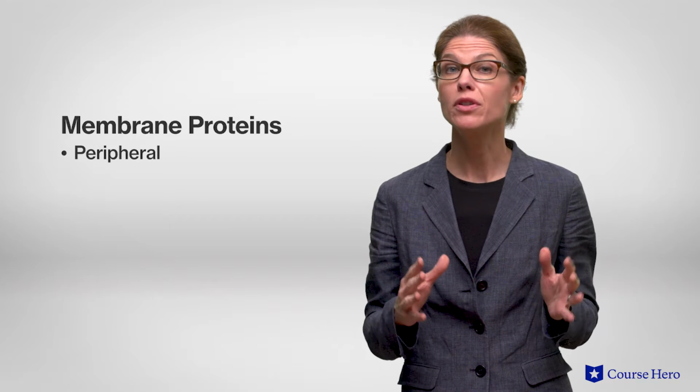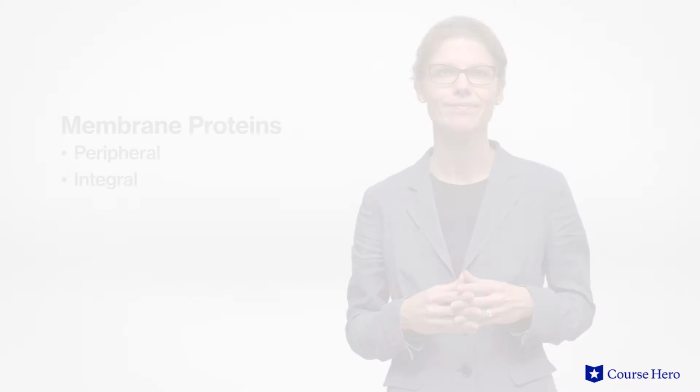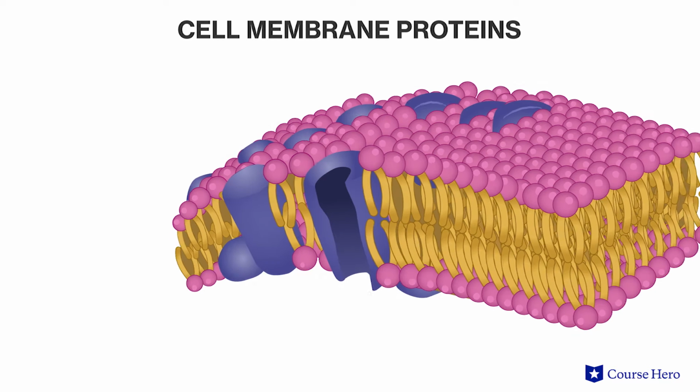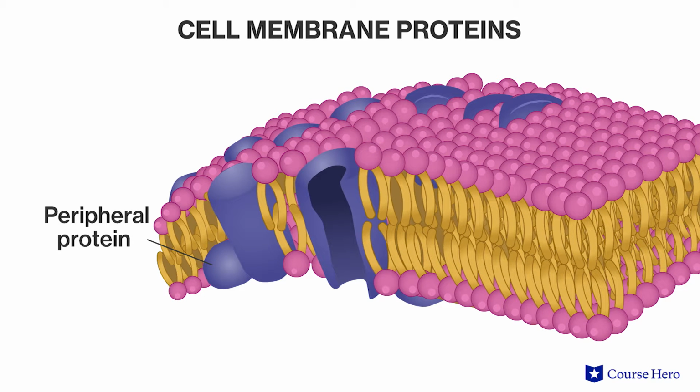Due to the important roles proteins play in the cell membrane, we're going to take a closer look at the two main categories of membrane proteins, peripheral and integral proteins. Peripheral proteins are proteins that are not embedded within the lipid bilayer, but they are closely associated with the membrane through weak, non-covalent interactions. These proteins are often involved in cell communication and enzymatic activity.